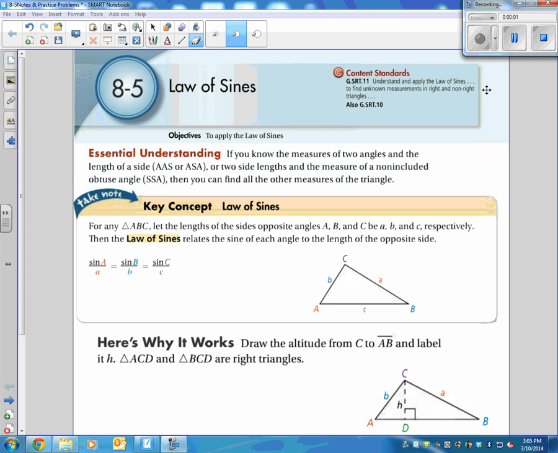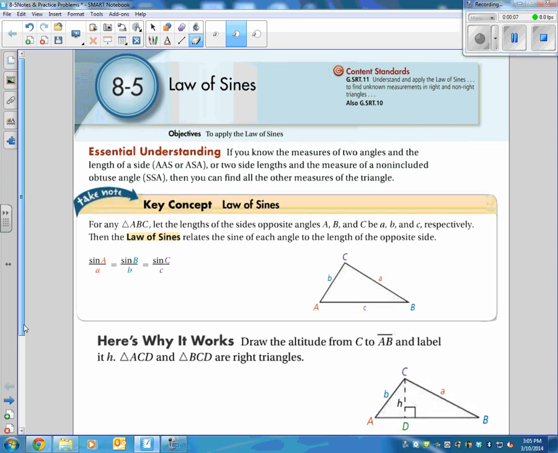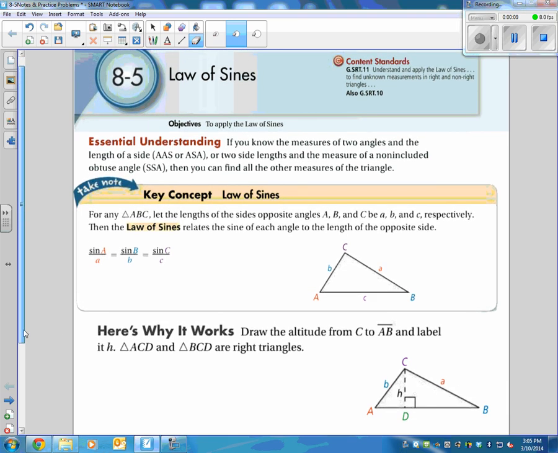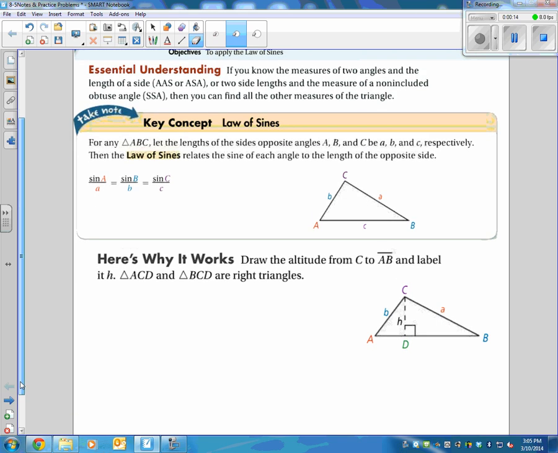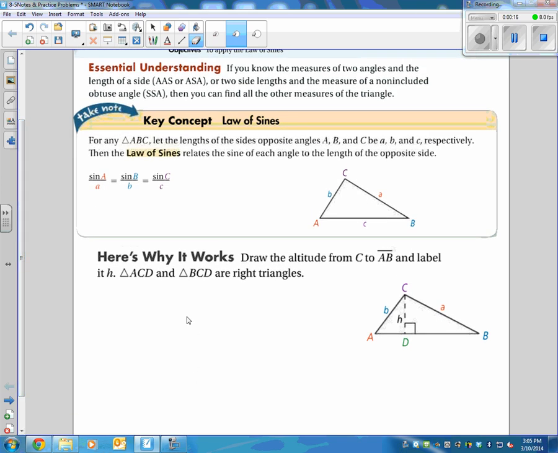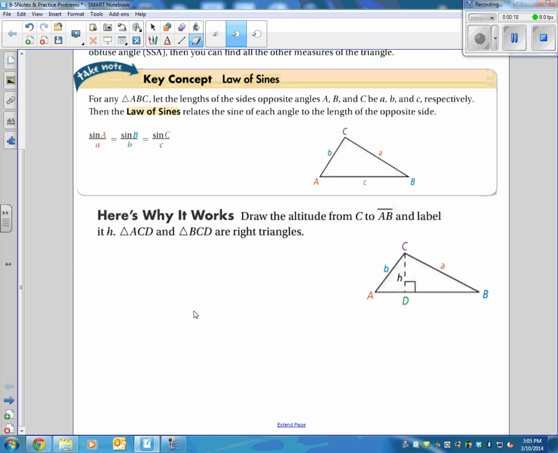Okay, today we're going to talk about 8.5, which is the law of sines. And if you've noticed, everything that we've done up until this point has been with right triangles. And so this is a way that we can find missing sides and lengths of triangles that are not necessarily right triangles.